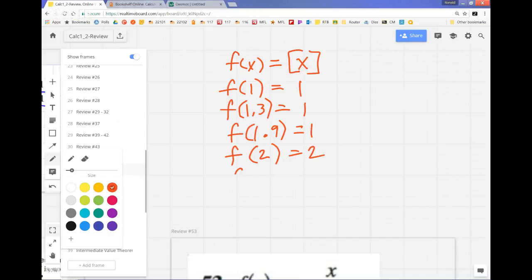Be careful when you're asked to find the greatest integer of a negative 1.3. What's the greatest integer of that? Don't just say negative 1. It's actually negative 2, right? Negative 2 is the biggest integer that's less than negative 1.3. So I don't know if that helps, but that's what the greatest integer function does.